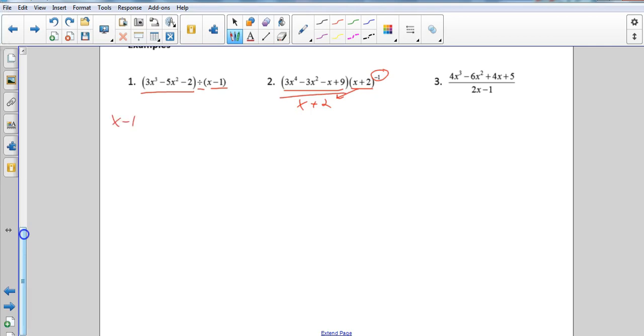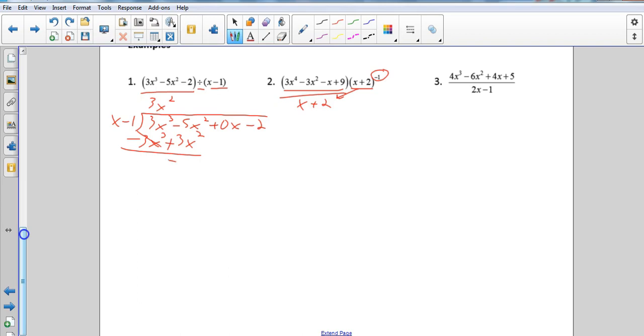So I put x minus 1 into 3x cubed minus 5x squared. Remember, plus 0x minus 2. What do I need to make 3x cubed? 3x squared. Now I'm going to multiply: 3x cubed minus 3x squared. I'm going to do the other method, change the signs and add.